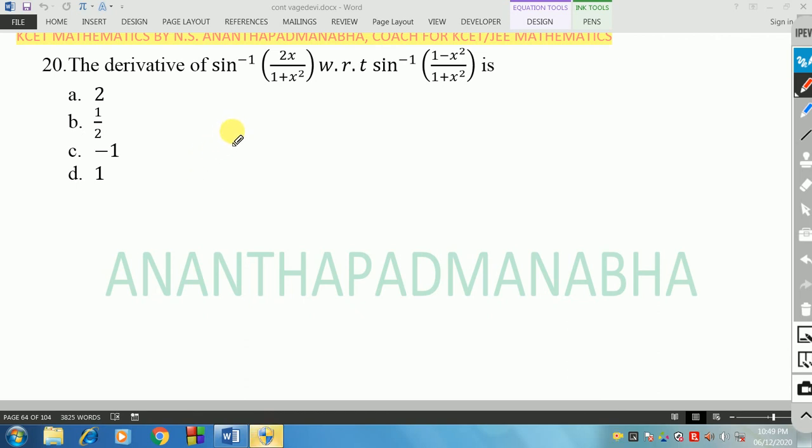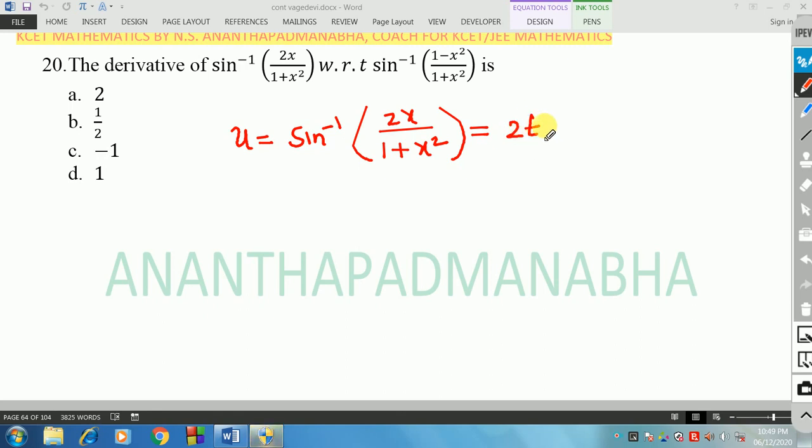So let us take u as sine inverse of 2x by 1 plus x square. U is equal to sine inverse of 2x by 1 plus x square, which is nothing but 2 tan inverse x.